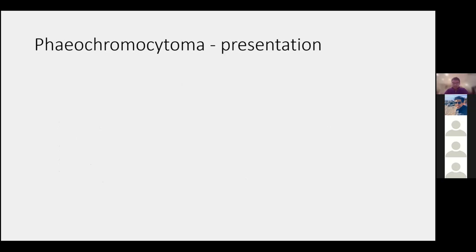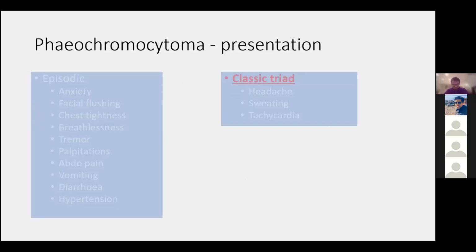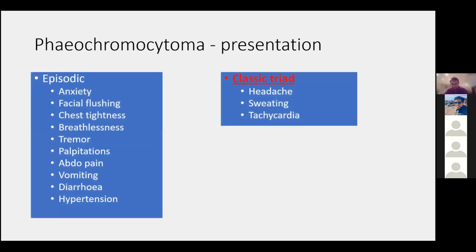So, presentation of pheochromocytoma. The symptoms are often episodic. They may have a classic triad of headache, sweating, and tachycardia. They may have abdominal pain, vomiting, diarrhea. They may have episodes of anxiety where they become very flushed and have chest tightness and breathlessness as well.